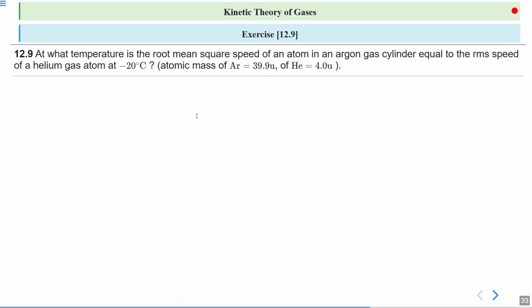At what temperature is the root mean square speed of an atom in an argon gas cylinder equal to the RMS speed of a helium gas atom at minus 27 degrees Celsius? Atomic mass of argon is 39.9 u, of helium is 4.0 u.